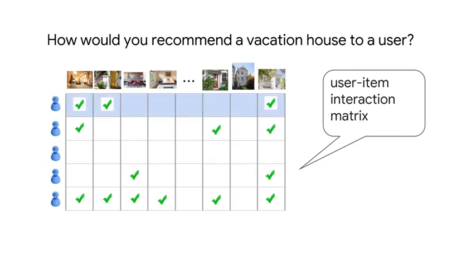Each row corresponds to a user. Users could be customers, visitors, app users, or readers. Here we just have 5, but we could have millions or even billions of users. This user has rated 3 of the houses in our database.